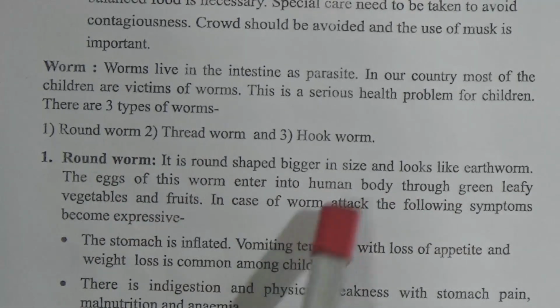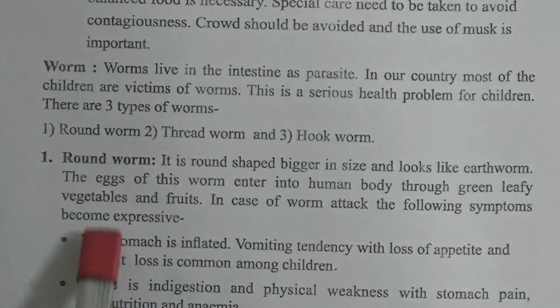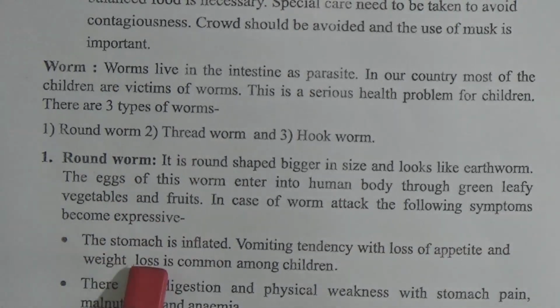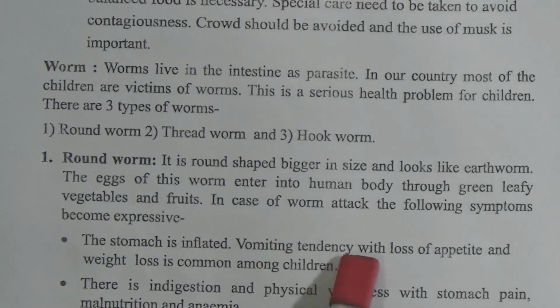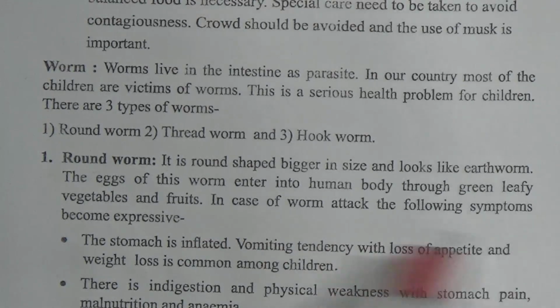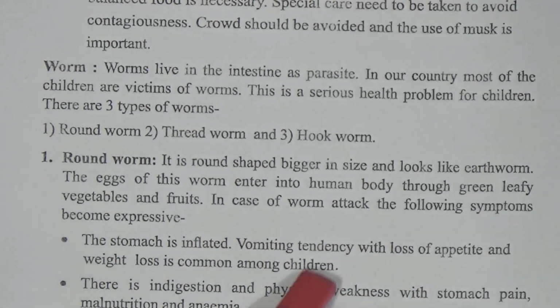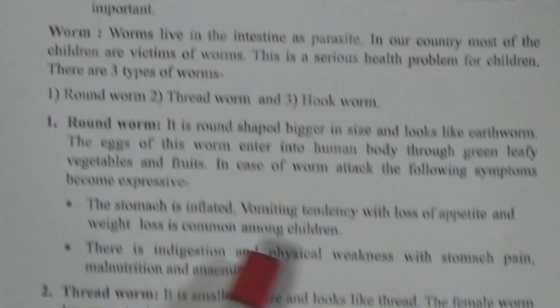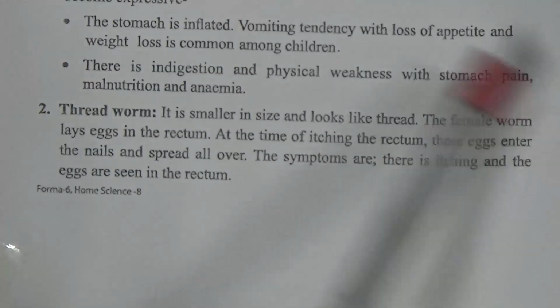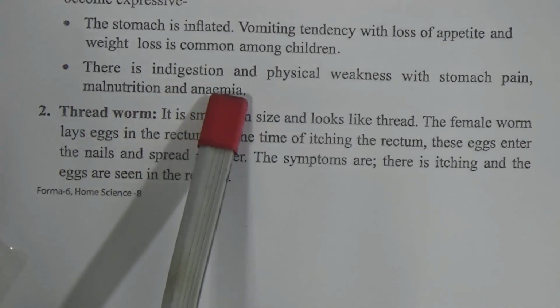In case of worm attack, the following symptoms become expressive. The stomach is inflated, there is a vomiting tendency, loss of appetite, and weight loss is common among children. There is indigestion and physical weakness with stomach pain, malnutrition, and anemia.